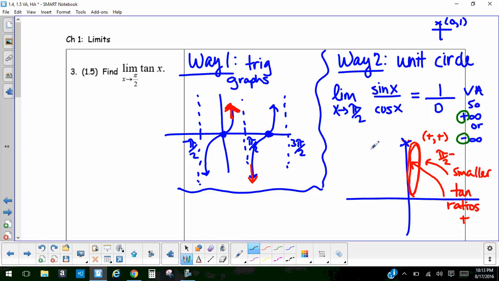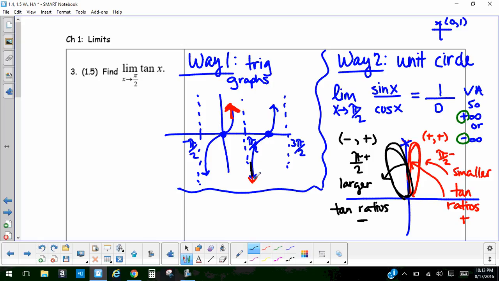Well, then if I want to switch over and look as I'm coming past and working my way around the unit circle, so right here, this would be as I am approaching pi over 2 from the right, because I am now larger than pi over 2, and from the right means bigger numbers. In this entire quadrant, the coordinates are negative and then positive. So as I approach pi over 2 from the right, doing sine over cosine, my tangent ratios in quadrant 2 are negative.